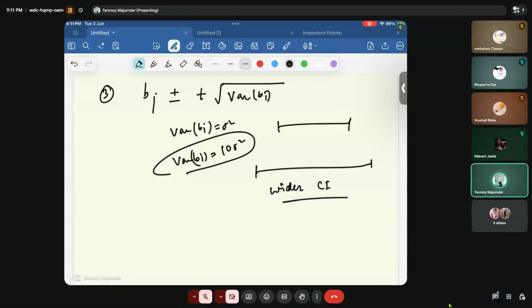So basically in statistics we do not want a wide confidence interval. We always want a short confidence interval with high confidence level, right? But somehow due to the higher variance we are getting a wider confidence interval. So this is the problem. This problem occurs when there is high multicollinearity.